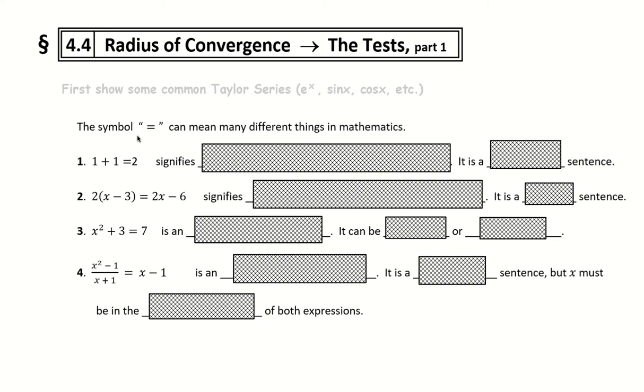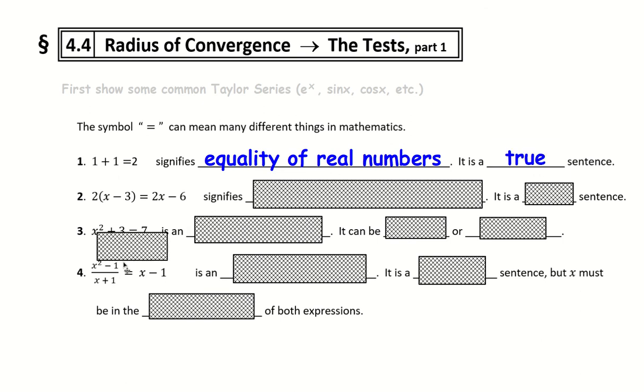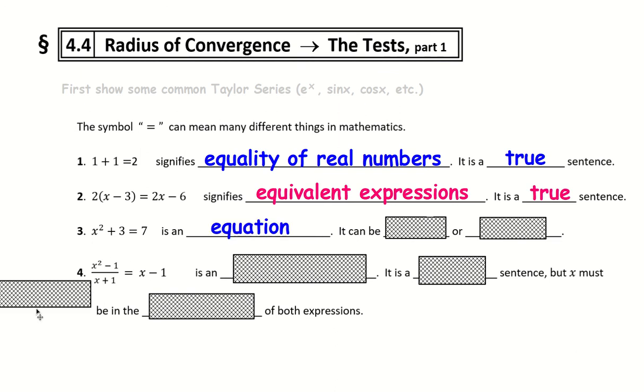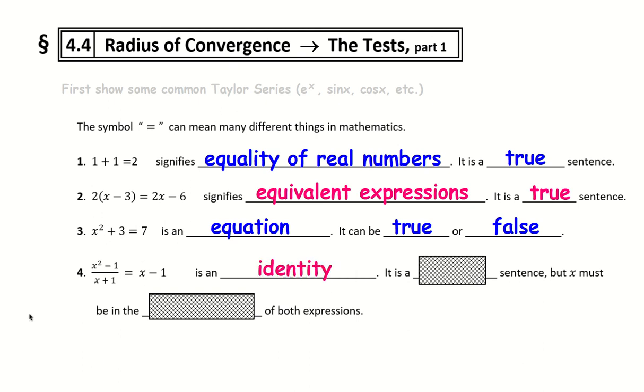The symbol equals can mean many different things in mathematics. 1 plus 1 equals 2 is equality of real numbers; this signifies equivalent expressions. It's a true sentence. This is an equation. It can be true or it can be false, like x squared plus 3 equals 7. Not necessarily equivalent expressions, but this could be a true statement depending on x. And this is an identity. It is a true sentence, but x must be in the domain of both expressions.